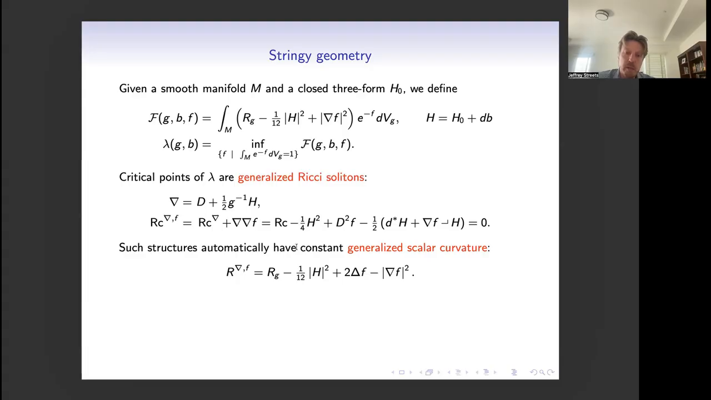And that's important. From this point of view, with this definition of generalized scalar curvature, this thing is really just like an Einstein-Hilbert action. So this is the natural Einstein-Hilbert action for connections with torsion, if you like, and weights, this weight function f.